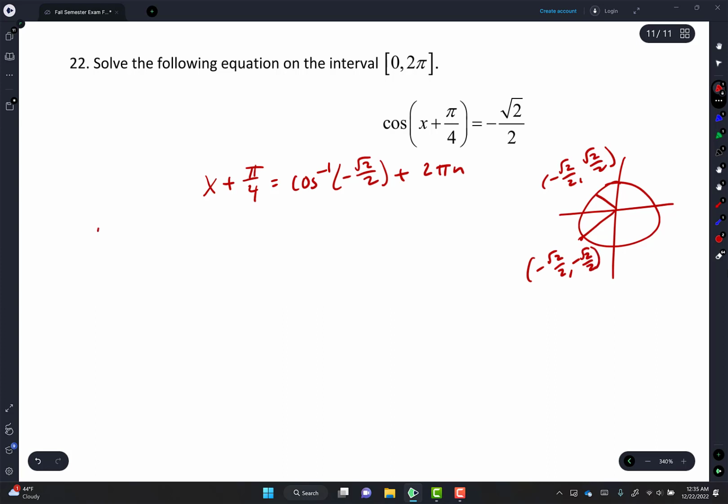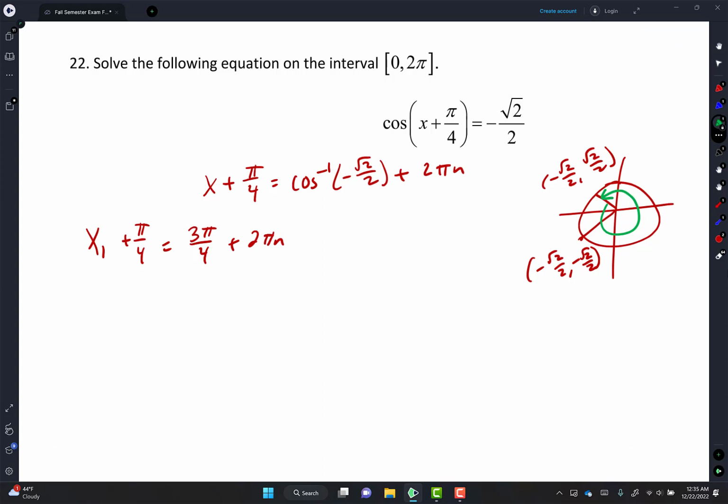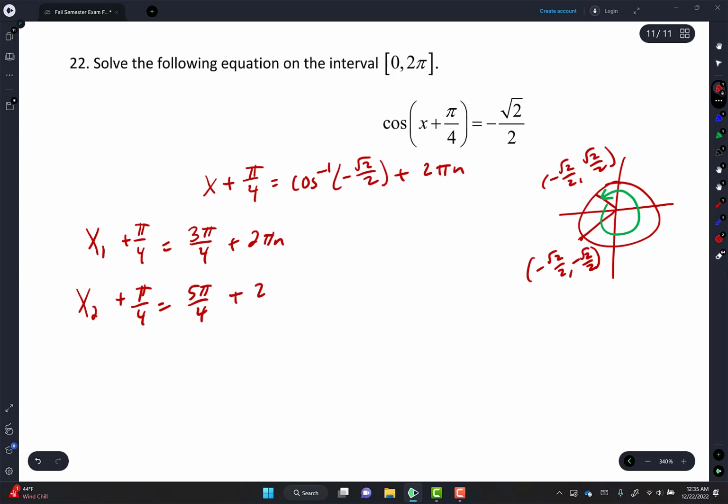So here we go. My first expression, x1 + π/4 = 3π/4 + 2πn. And we write 2πn because if you go a revolution from here, you're back at -√2/2. So that's the justification of why we write 2πn. And then your second expression, this happens again in quadrant 3 here, which is going to be 5π/4 + 2πn.